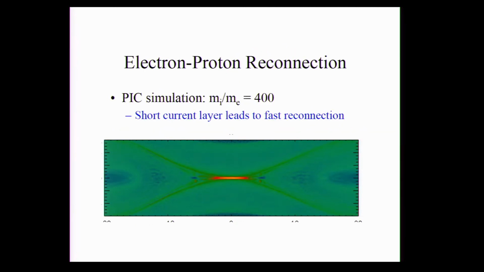So here's a picture from a PIC simulation for electron-proton reconnection, and this is the out-of-plane current. You've got plasma flowing, magnetic field lines flowing in. There is an electric field pointing in and out of the page that drives a current, and so you form these characteristic current layers. And to have fast reconnection, you really need a short current layer, because otherwise, if you have a very long current layer, you have this huge nozzle, and that inhibits the flow. So you want to have short current layers, and that leads to fast reconnection, and that's what you see in kinetic models.